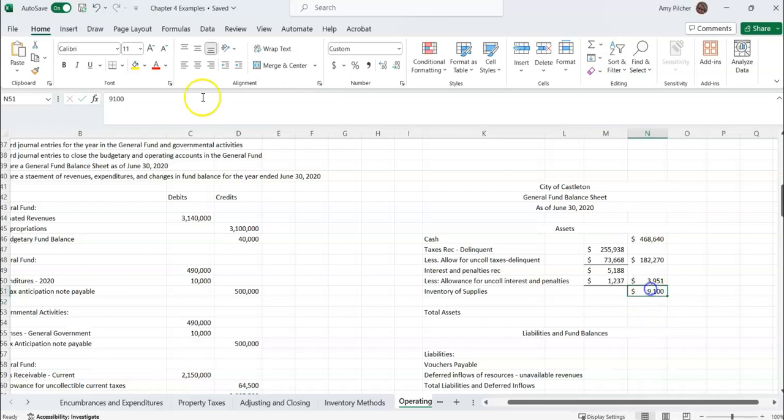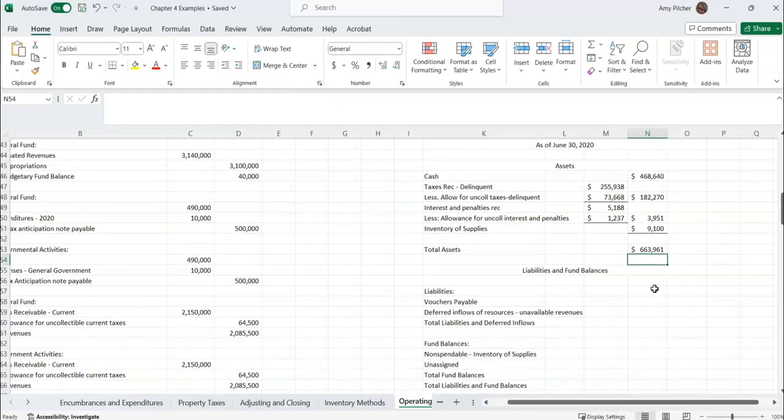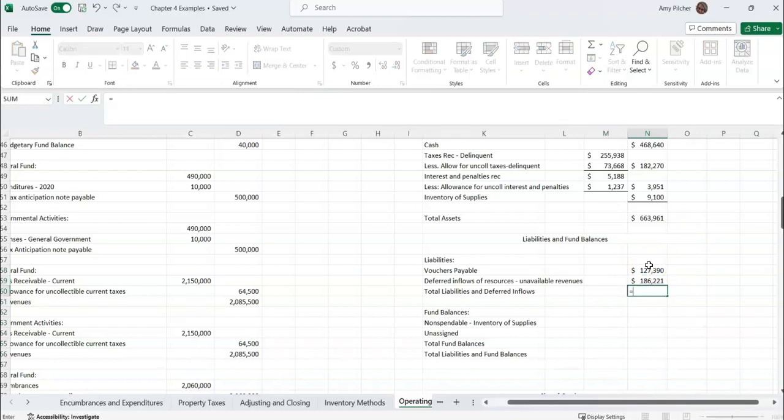So then we have our total assets, which is the sum of all of these assets. Okay, we then have our liabilities. So any outstanding vouchers that we haven't paid at the end of the year. Our deferred inflows. Okay, and then our fund balance. So we have the non-spendable inventory of supplies, and then our unassigned fund balance.